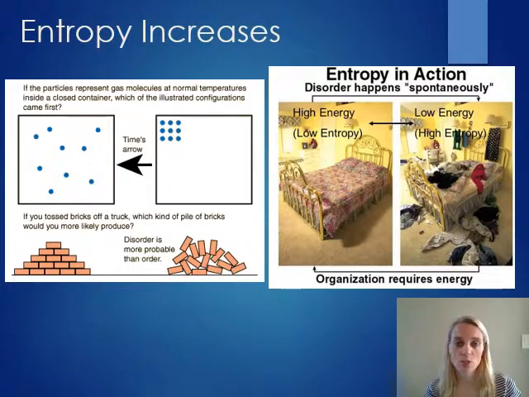So organization requires energy. When we start talking about cellular processes like photosynthesis and cellular respiration, we are going to have to fight against entropy for a lot of those, because we want to maintain homeostasis. And to do that, things have to have order and patterns, not entropy. So entropy is not good for cells to get stuff done.